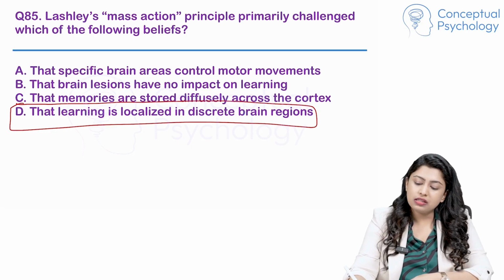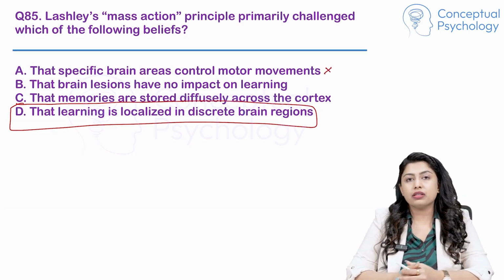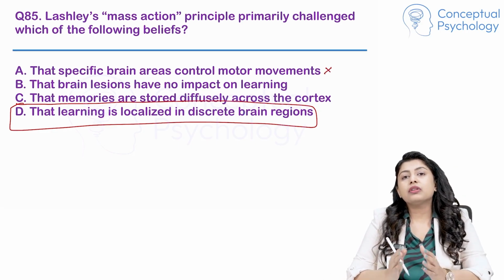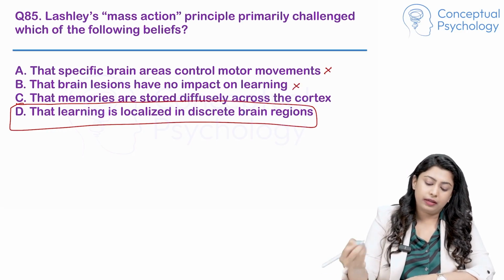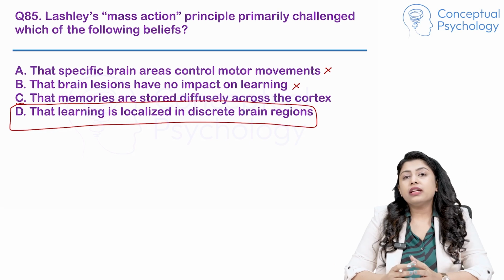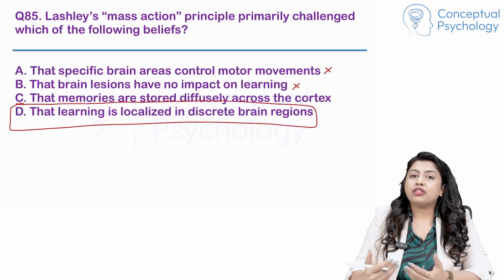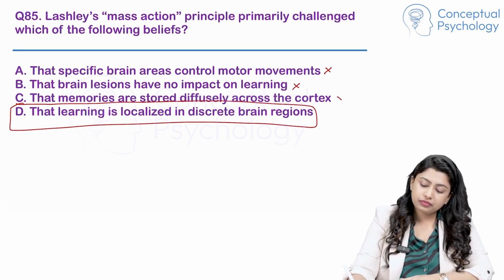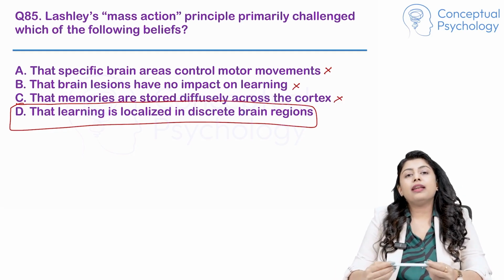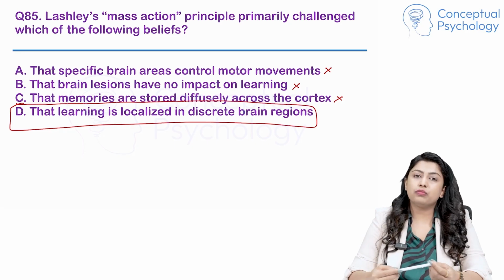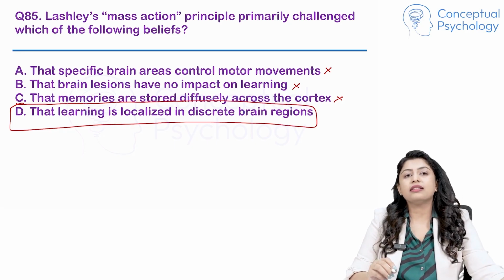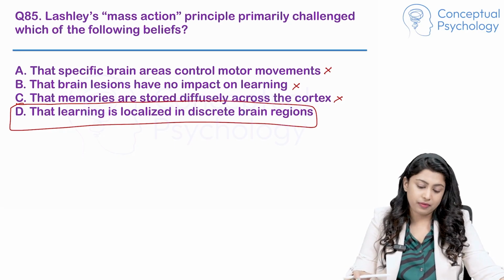Now, why is A incorrect? Because this wasn't Lashley's primary focus. B is incorrect because Lashley studied the effects of lesions on learning. C is incorrect because this actually supports Lashley's view. So, Lashley's mass action principle proposed that learning involves distributed brain networks rather than discrete localized regions.